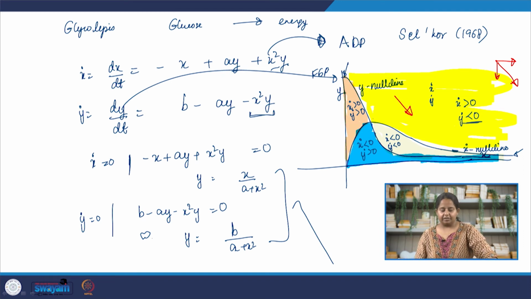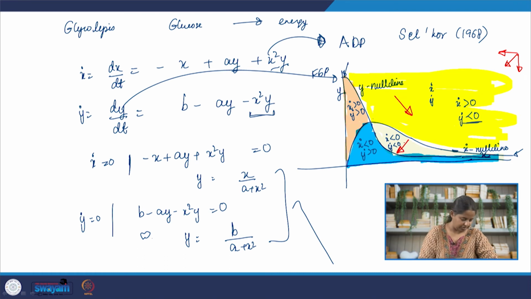Let's look at the gray region. The net flow is going to be in this direction, and I've shown it with the red arrow. In the gray region, x derivative is negative, which means x is going to reduce. In the x direction we are going to the left, and y derivative is negative, so in the y direction we are going down. So the net movement is going to be here.